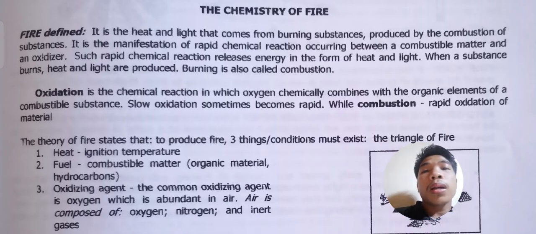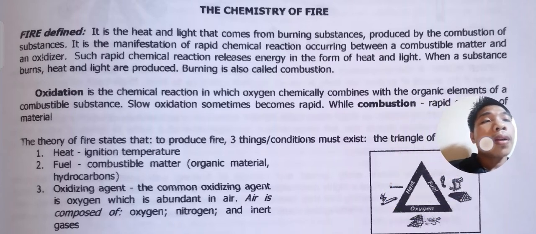So next, let's go to the theory of fire. It states that to produce fire, three conditions must exist. The triangle of fire, which is the heat, fuel, and oxidizing agent. Number one is the heat or the ignition temperature. Fuel is the combustible matter or organic material, hydrocarbons. The common oxidizing agent is oxygen, which is abundant in air. Air is composed of oxygen, nitrogen, and inert gas. So this triangle of fire must be complete in order to create a fire.